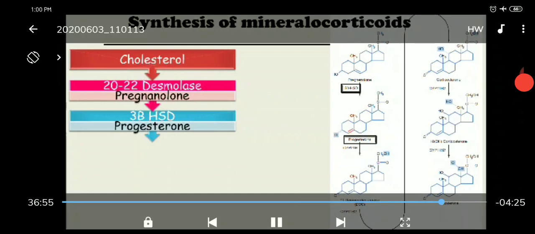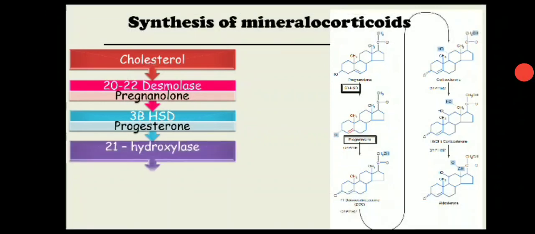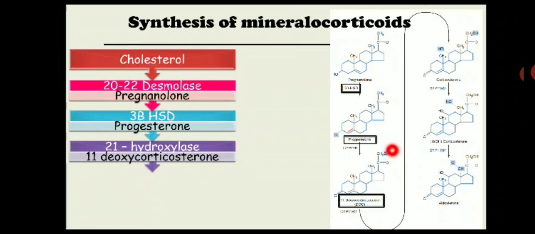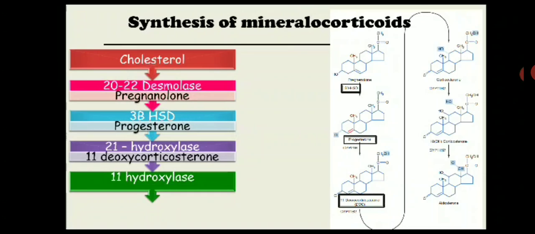After that it will enter 21 hydroxylase, and this 21 hydroxylase will add hydroxylation at the 21st carbon. This one is the 21st carbon. Over that a hydroxylation occurs, and the molecule is known as 11-DOC, or 11-deoxycorticosterone. After that an 11 hydroxylation occurs. It is exposed to the enzyme known as 11 hydroxylase. It will do hydroxylation at the 11th carbon. This one is the 11th carbon. The hydroxylation will take place.